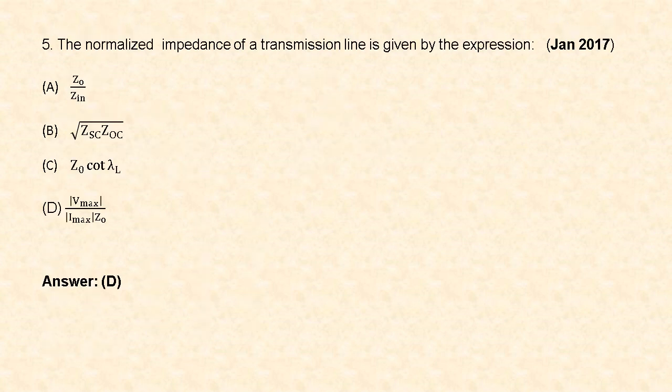Next question. This question was asked in Jan 2017. The normalized impedance of a transmission line is given by the expression. Option A is Z0 by Zin. Option B is square root of ZSC into ZOC. Option C Z0 cot lambda L. Option D Vmax by Imax into Z0. We know that normalized impedance is equal to impedance divided by characteristic impedance of line. So impedance is nothing but Vmax by Imax. Hence option D is correct.